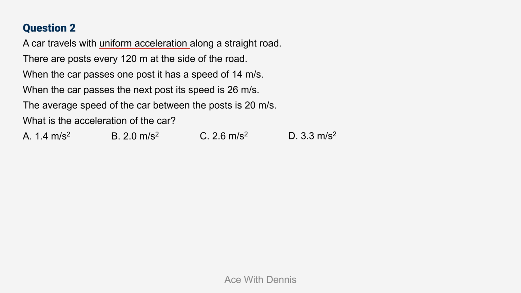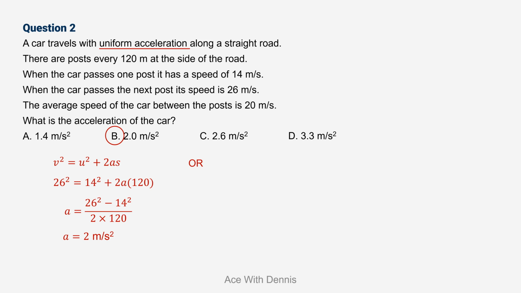Okay, to answer this question, we need to calculate the acceleration. Given that this is a uniform acceleration, we can apply this formula, v squared equals u squared plus 2as. Remember, we can only use this formula when the acceleration is uniform. Then we substitute the values given, where v, the final speed, is 26 meters per second, u, the initial speed, is 14 meters per second, and s is the distance traveled, which is 120 meters. Then we solve this equation, we get a equals 26 squared minus 14 squared divided by 2 times 120. Hence, a is 2 meters per second squared. Therefore, the answer is B.